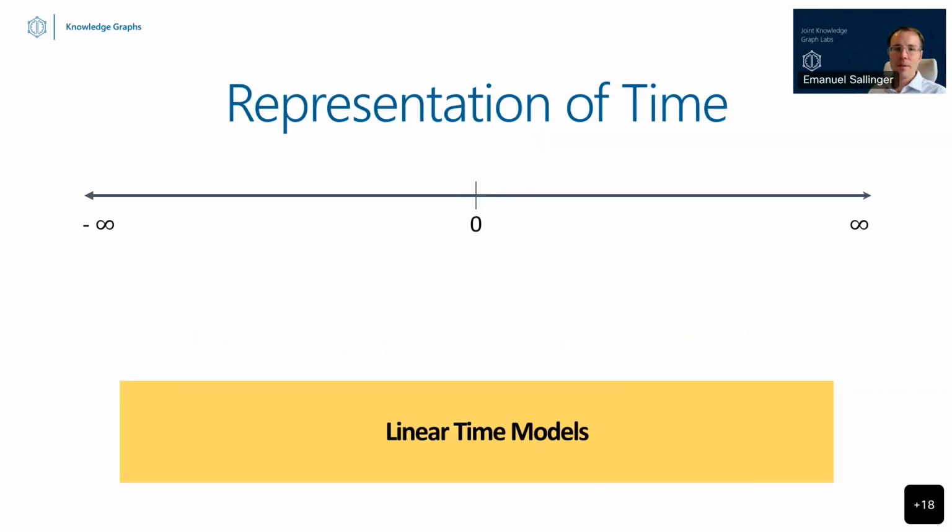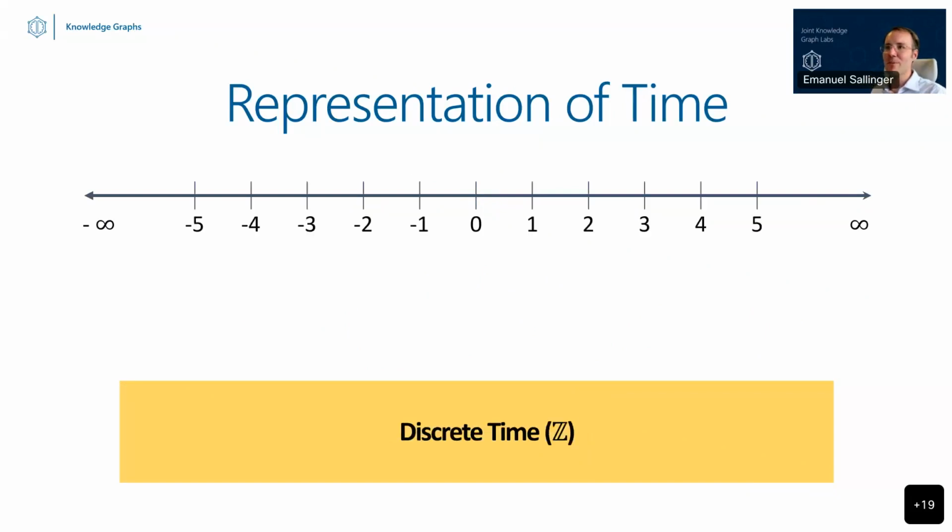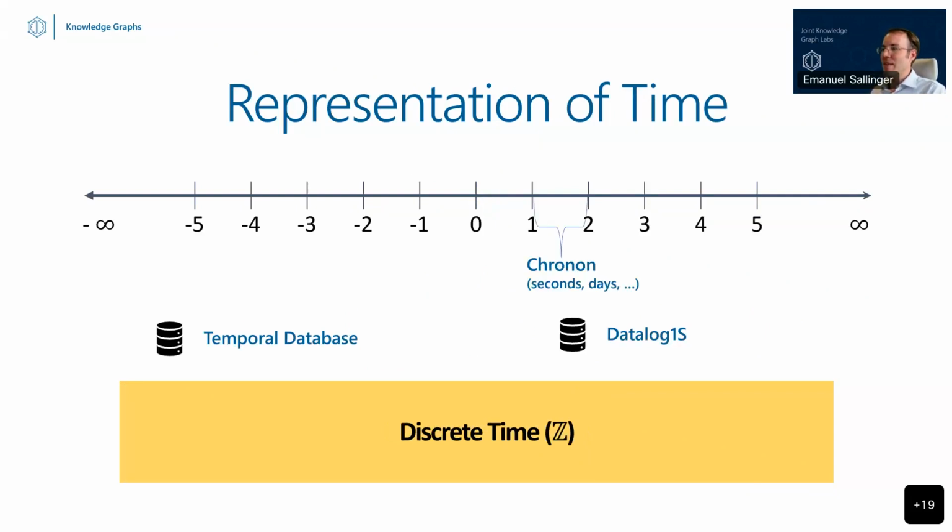Just to give you a bit of a teaser, why time is such a difficult beast in Datalog: it first starts with representations of time. First, time is infinite, which makes it quite hard. Even if you have discrete time, what is discrete time? Using integers for it. In temporal databases and things like Datalog 1S, one of the classical approaches, this is quite often applied. Of course, not always, since temporal databases use different methodologies, but it's this setting.